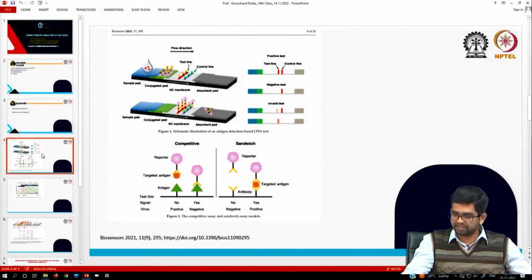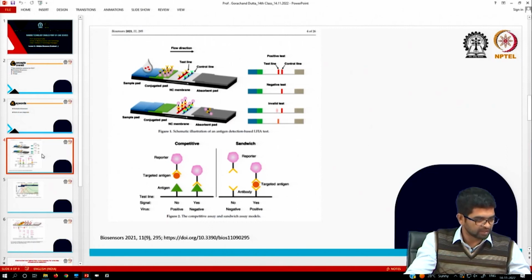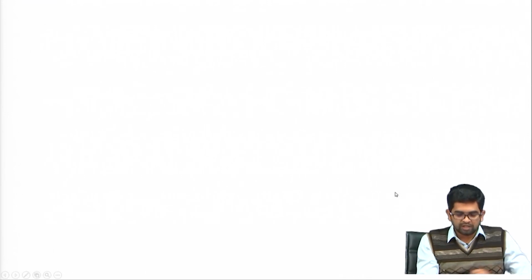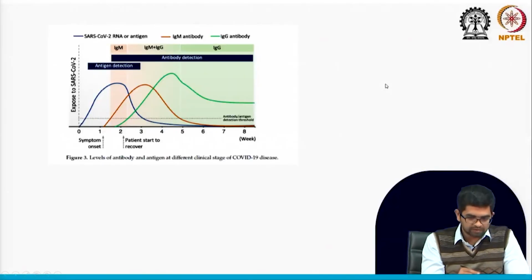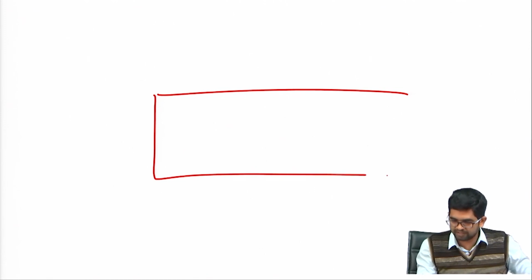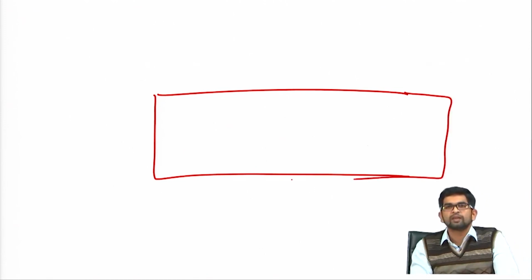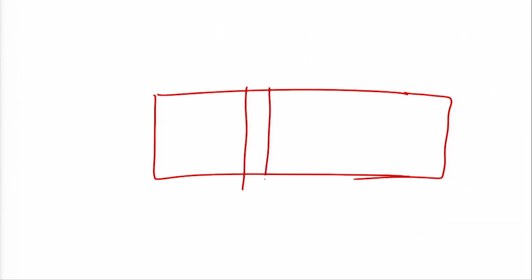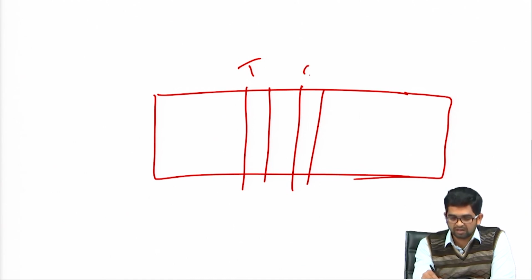See, here maybe I can show you one. Okay, let's go back. Suppose I am drawing a paper strip, a lateral flow strip. In this strip, here is the test region, and here is the control region.